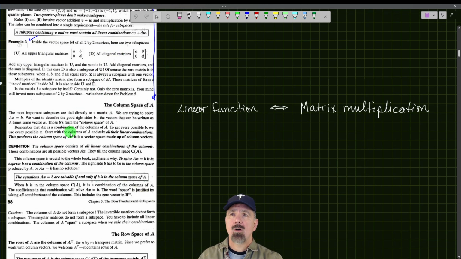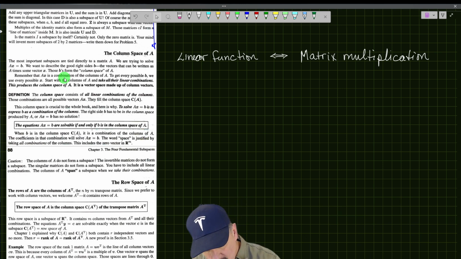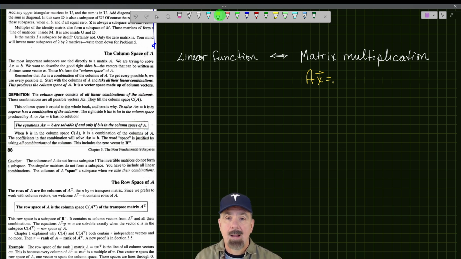Column space. So we've already talked about the column space, and we'll talk more about this next lesson. But it's important to realize that matrix multiplication is really a linear function. We can think of it in that way, and let me explain what I'm talking about. So on the matrix multiplication side, we say AX is equal to whatever it's equal to. I'm multiplying these two things together, I'll call it Y. So A times X is a vector.